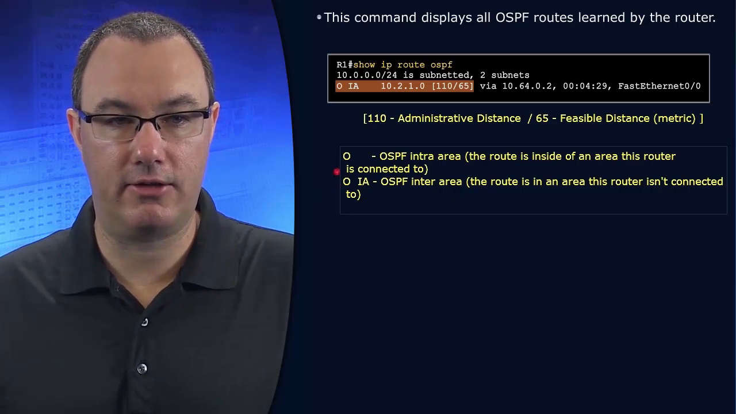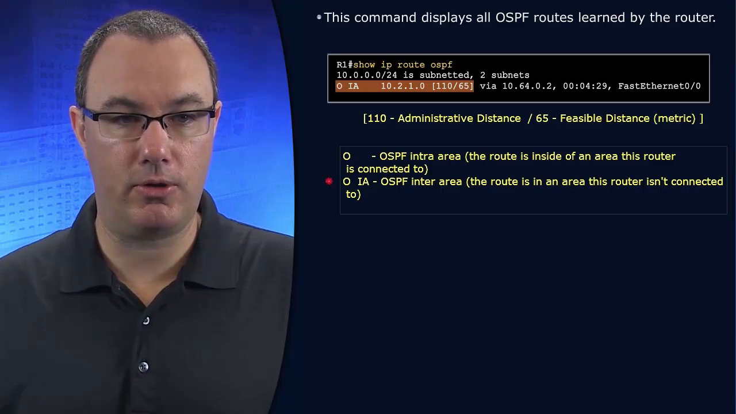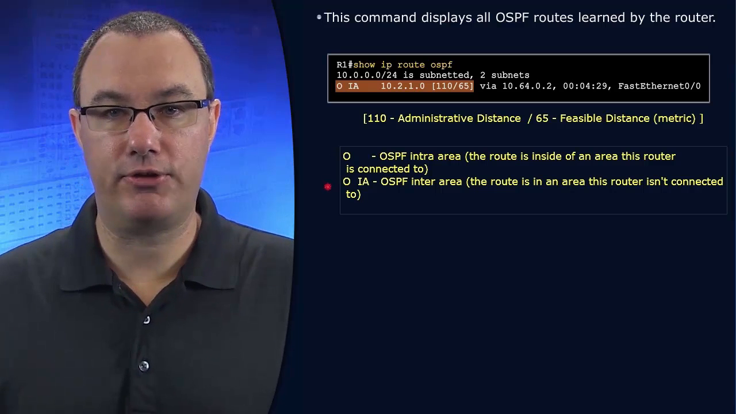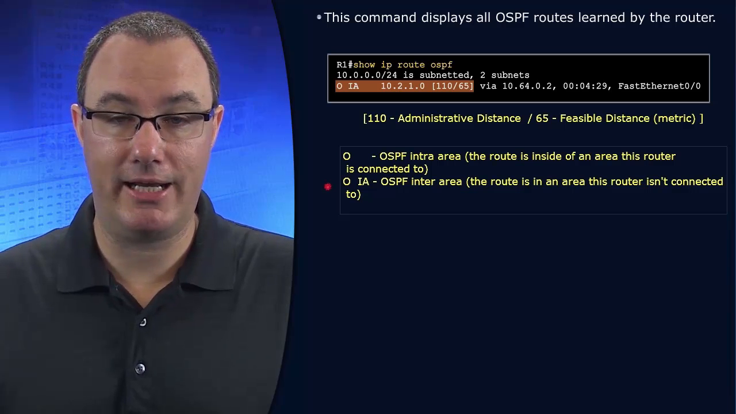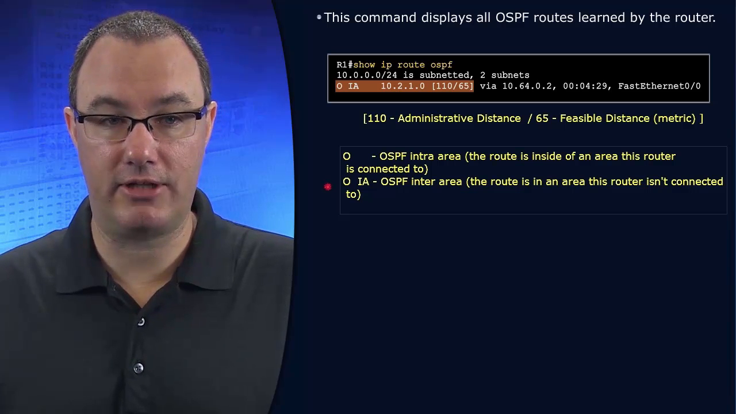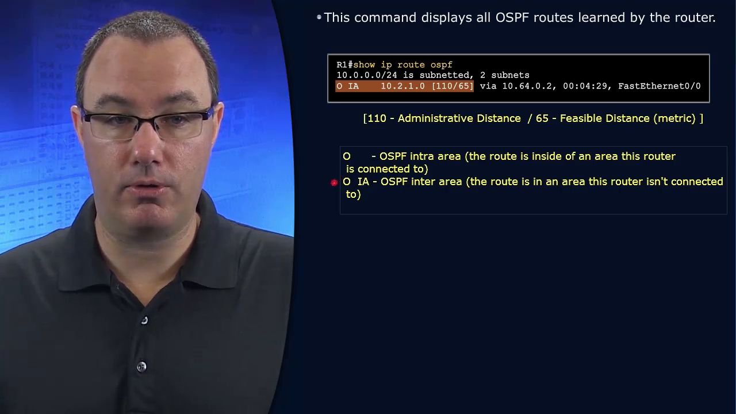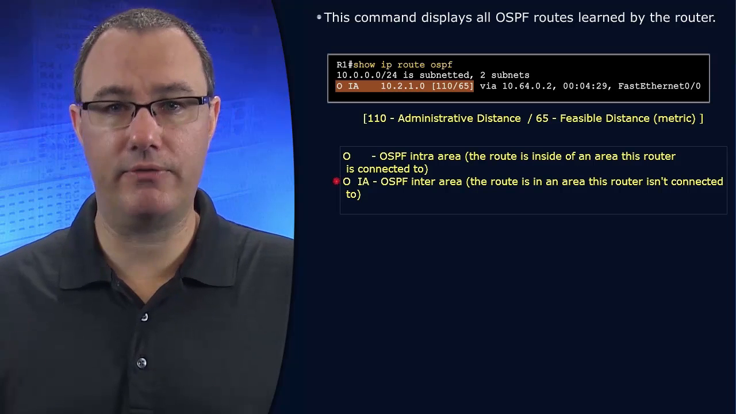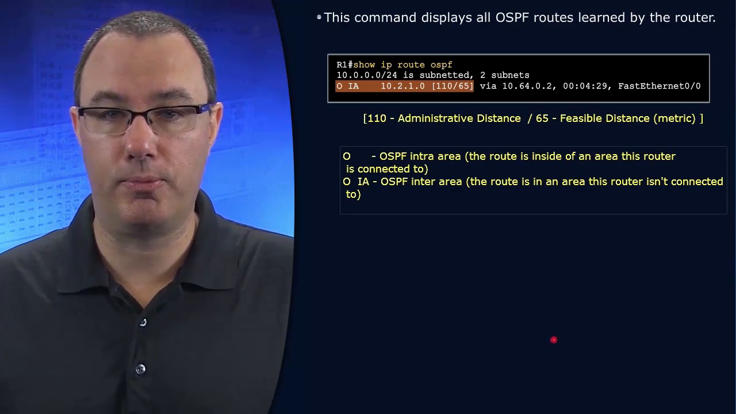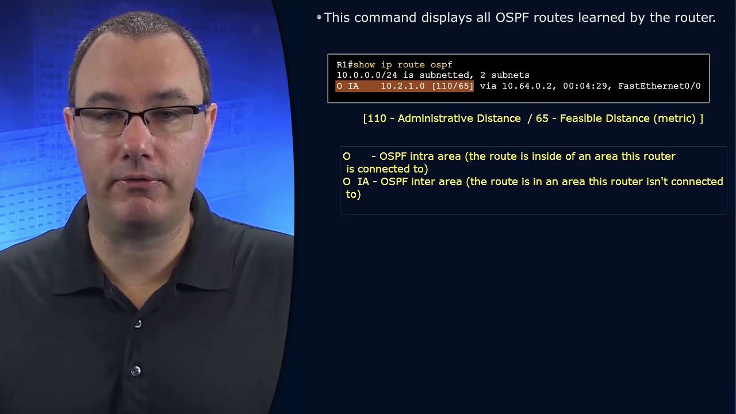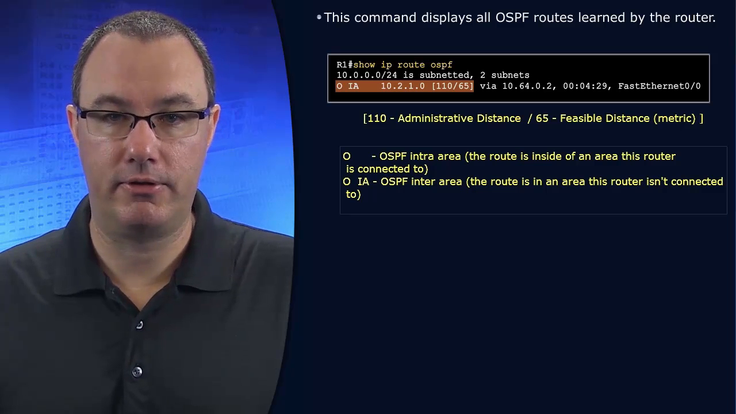Okay, so if it has an O, that happens to be in an area that I am connected up to. If it's O IA, that is outside of my local area, and that means I have to forward up to an ABR, or send that traffic through the backbone. All traffic that we're sending between different areas is going to have to go through the backbone area. So that is how we interpret the basic OSPF routing entries that we would find in a multi-area OSPF autonomous system.